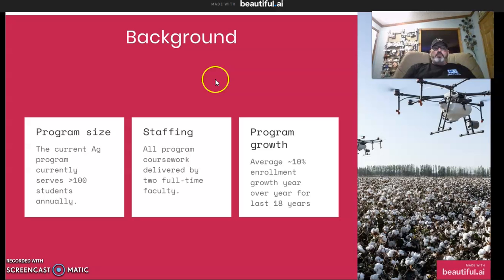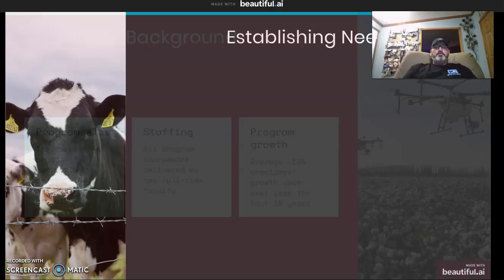As a matter of historical reference, our program has averaged about a 10% enrollment growth year over year for almost the last 18 years. So we are one of the fastest growing programs in the career and technical education division at the college. And therefore, that creates a good problem, whenever you run into the obstacle of time getting short for the faculty to present all the coursework.